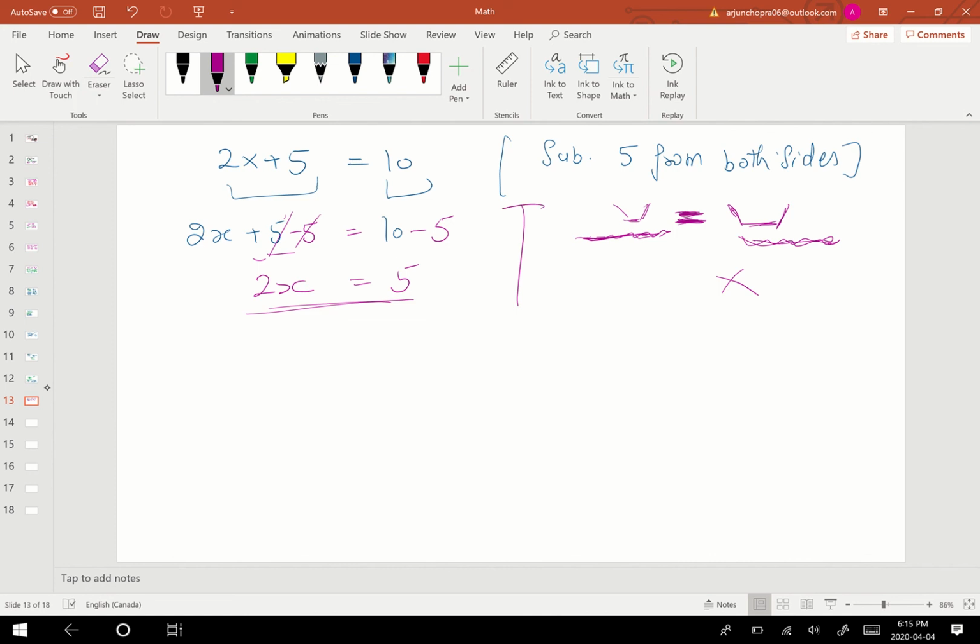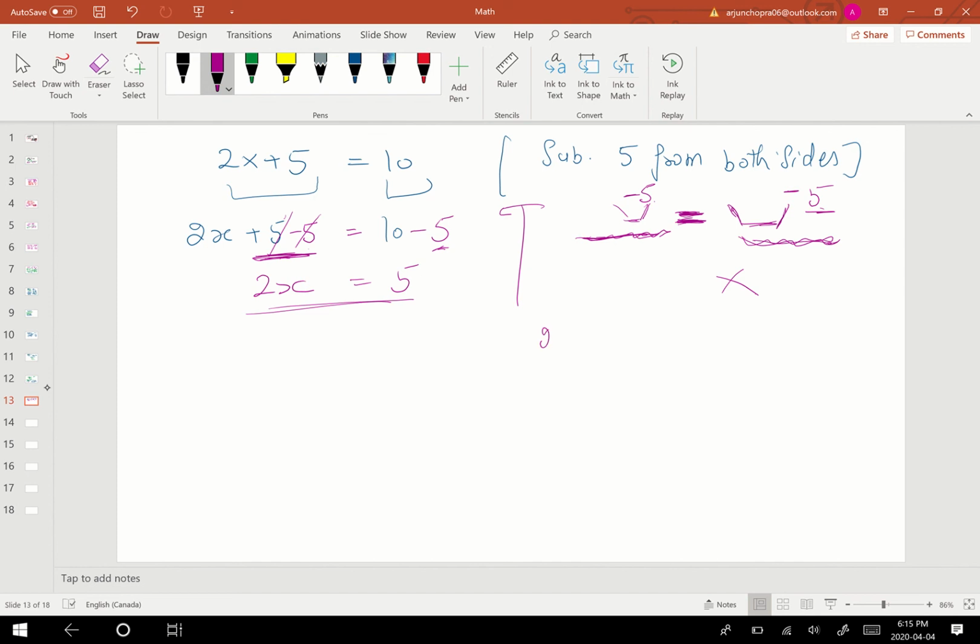So in this case I subtracted 5 from this side of the equation, so I had to subtract the 5 from the other side of the equation. And if I apply the division, same, I have to apply the division on the other side also. So this was in addition, and the opposite of addition is subtraction, so I've taken it on the other side.